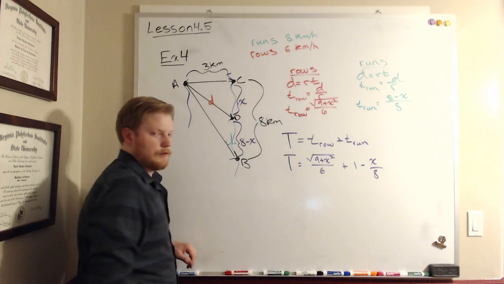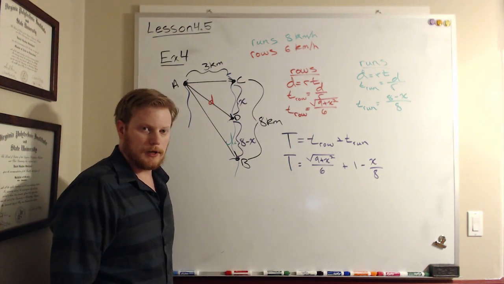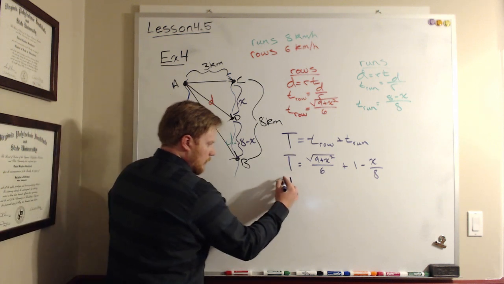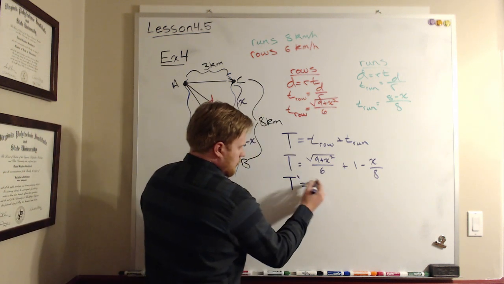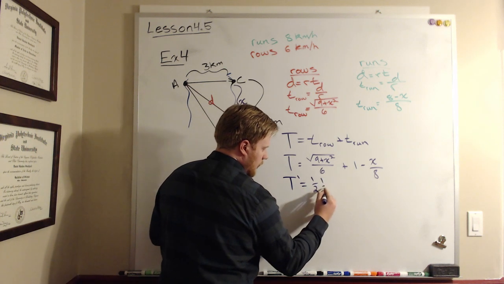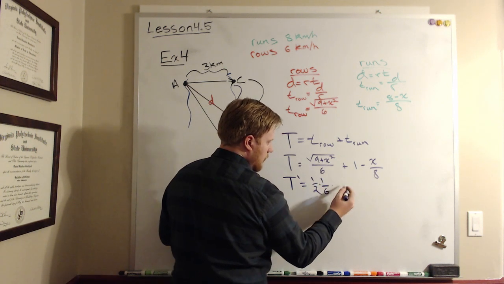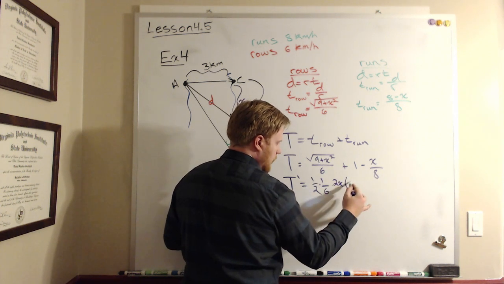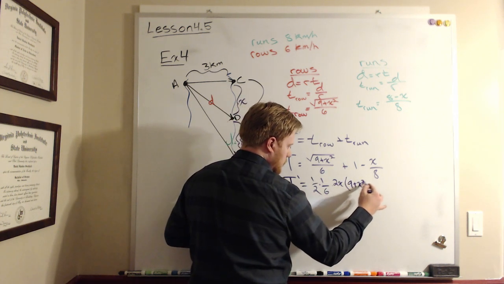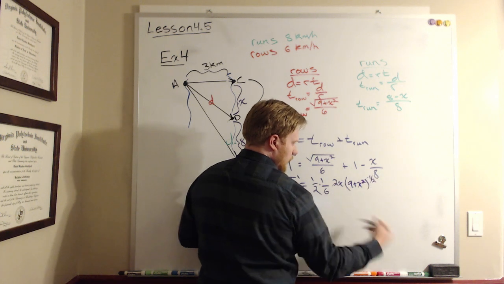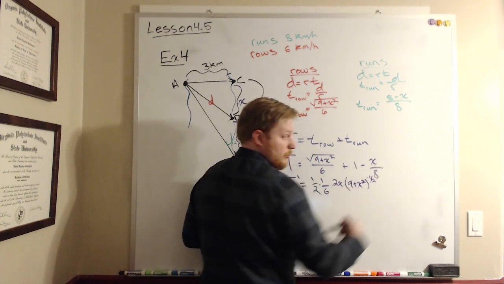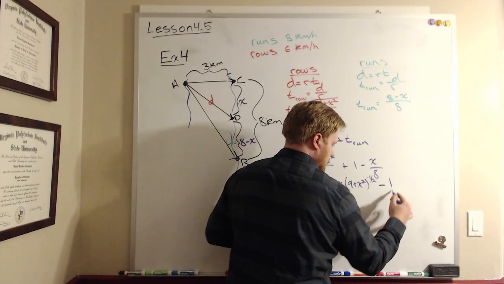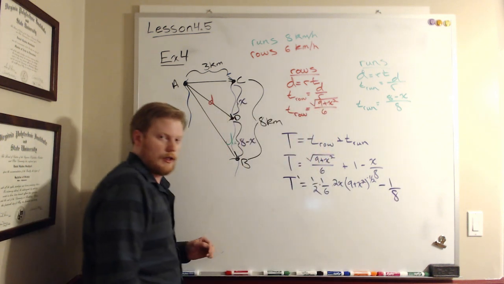Now that's what I want to find the derivative of. That's what I want to optimize, the total time. So T prime is 1/2 times 1/6 times the derivative of the inside, which is 2x, and the derivative of the outside is 9 plus x squared to the negative 1/2. The derivative of 8 is 0 and the derivative of a constant times x is just that constant, and this constant happens to be 1/8.